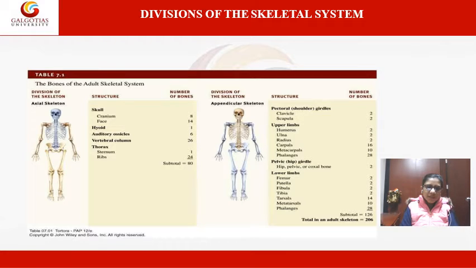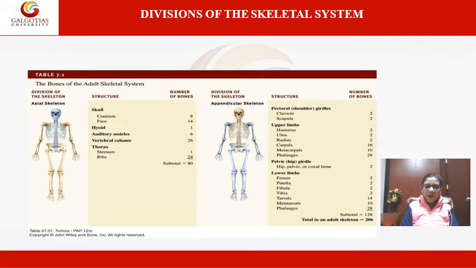So we can say the axial skeleton is made up of 80 bones. In the skull, the cranium has 8 bones, then 14 bones are for the face, hyoid is a single bone, then the auditory ossicles, vertebral column 26, and then thorax, sternum plus ribs, which are 25. So total it will be 80.